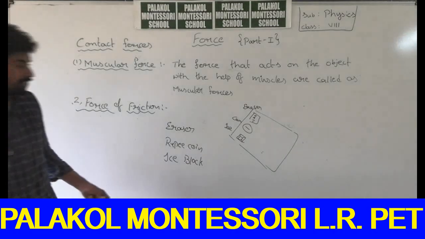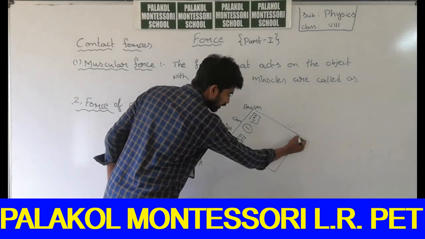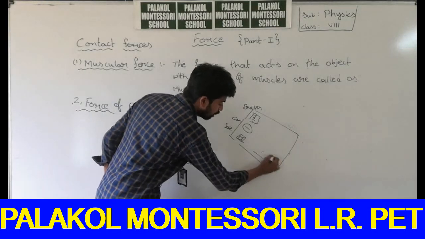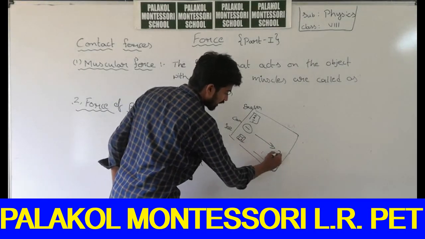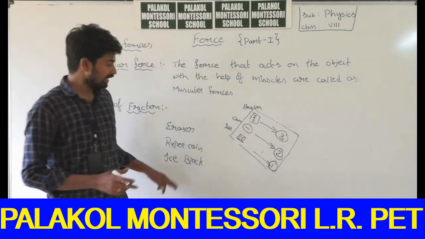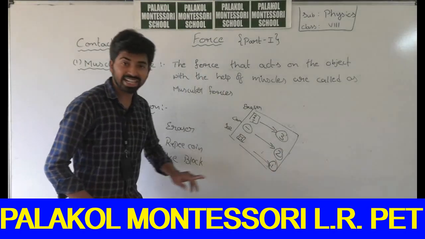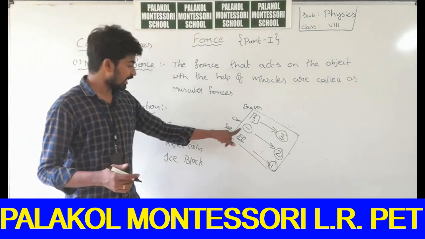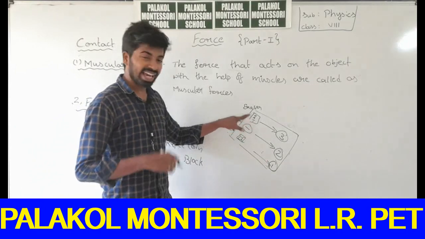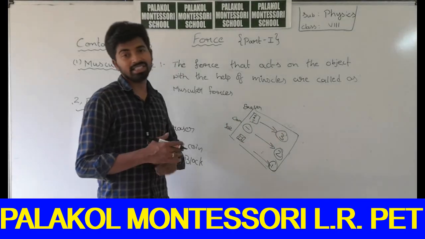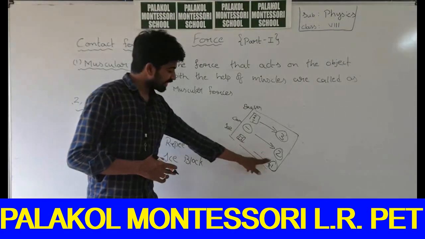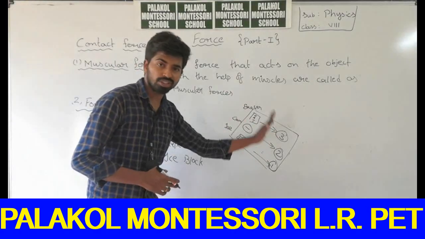Which one will reach the bottom first? The ice block will reach first, the coin second, and the eraser third. So, the ice block reaches the end fast, whereas the coin reaches the end in the second position and the eraser reaches the end in the third position. Here, these three objects are in motion.